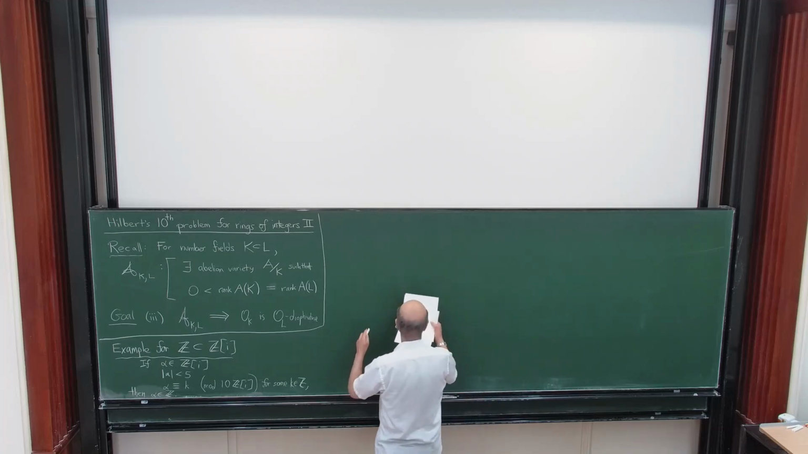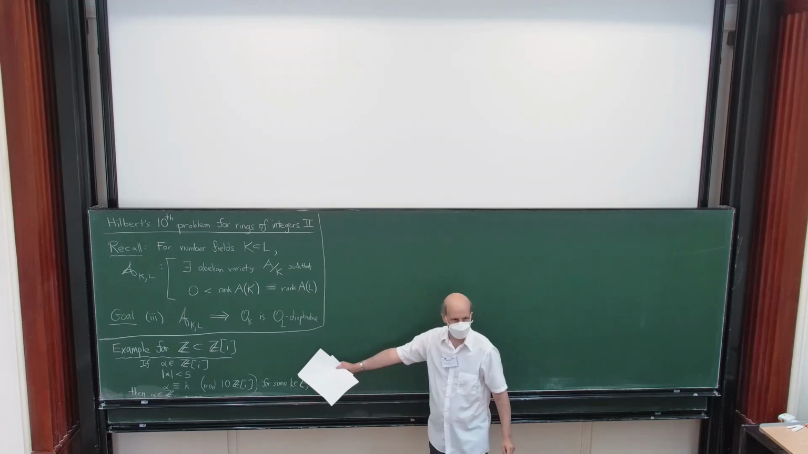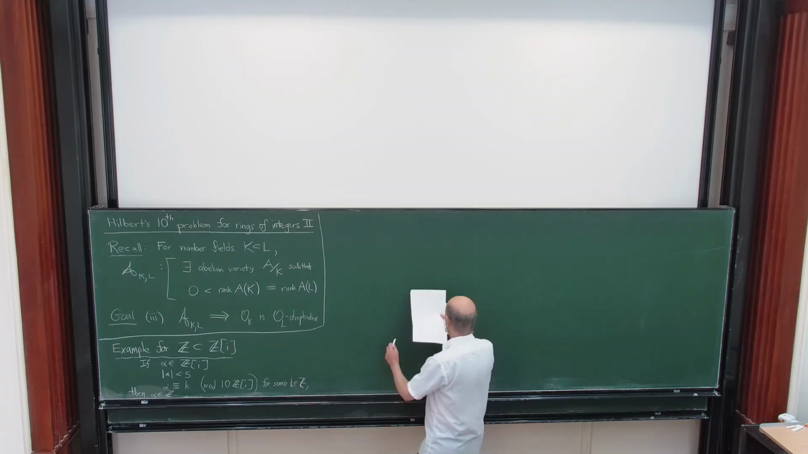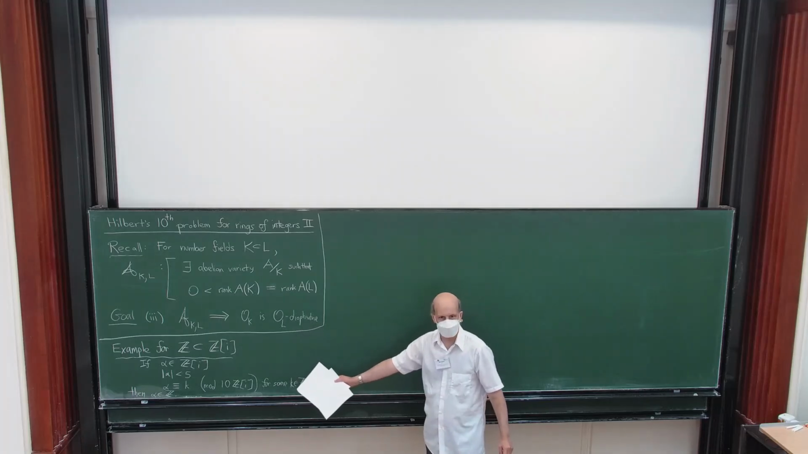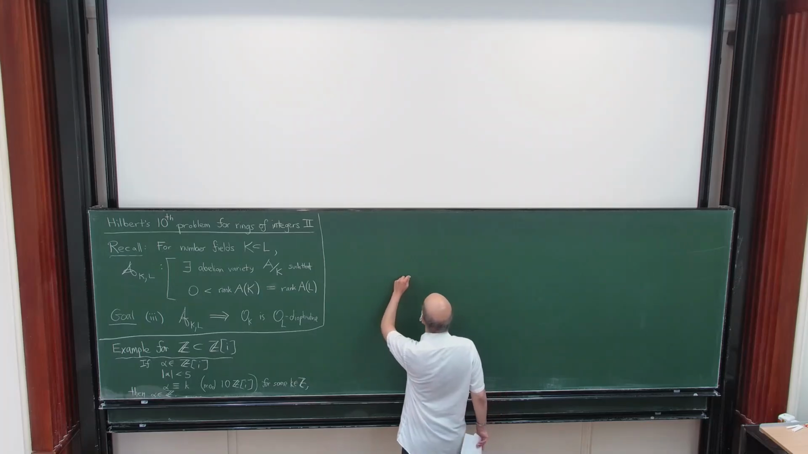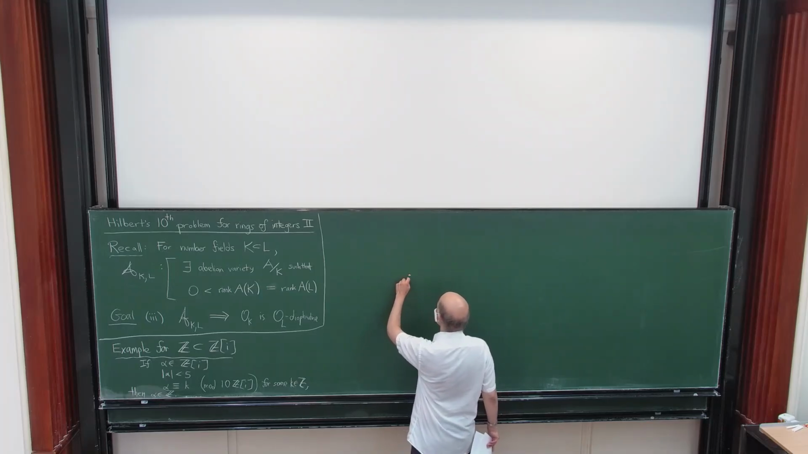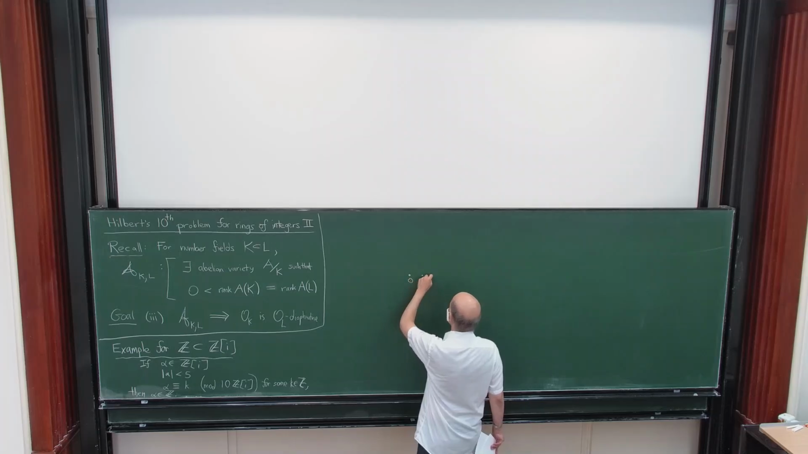I think if I draw a picture, this will become obvious. Where in the complex plane are the elements of Z[i] that are congruent mod 10 to an integer? First of all, you have the integers. Integers are congruent to integers. So we have all these.